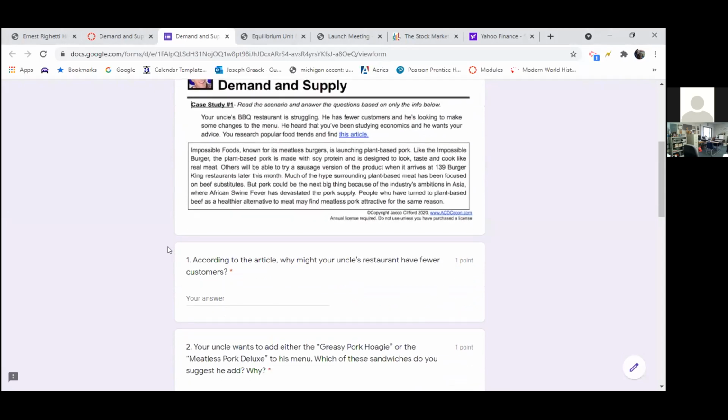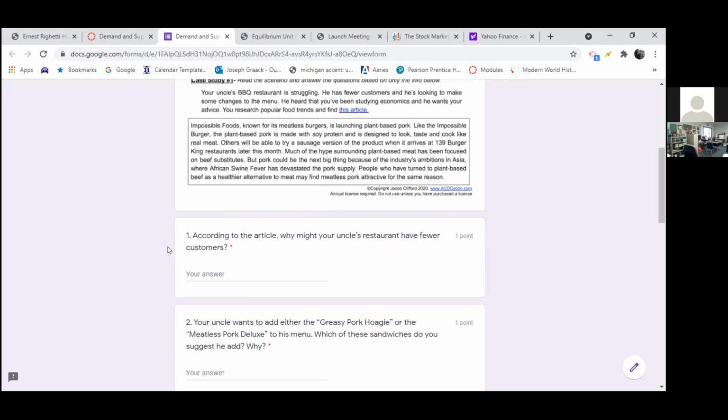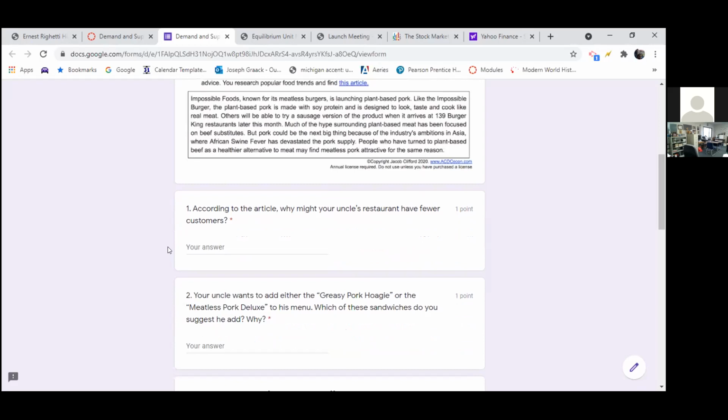But basically, Impossible Foods, known for its meatless burgers, is launching plant-based pork. Like the Impossible Burger, the plant-based pork is made with soy protein and is designed to look, taste, and cook like real meat. Others will be able to try a sausage version of the product when it arrives at 139 Burger King restaurants later this month. Much of the hype surrounding plant-based food has been focused on beef substitutes, but pork could be the next thing because of the industry's ambitions in Asia, where African swine fever devastated the pork supply. People who turned to plant-based beef as a healthier alternative to meat may find meatless pork attractive for the same reason.